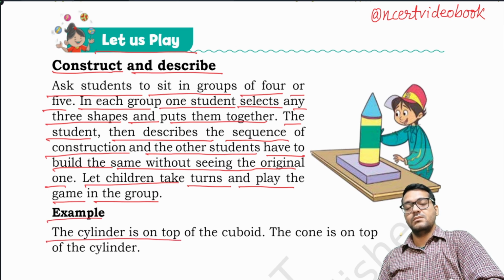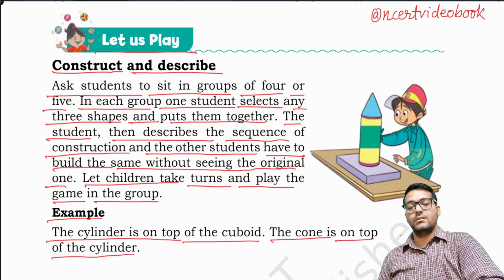Example, the cylinder is on top of the cuboid. The cone is on the top of the cylinder, like this. This child will guide others to make such a structure. It is a rocket.